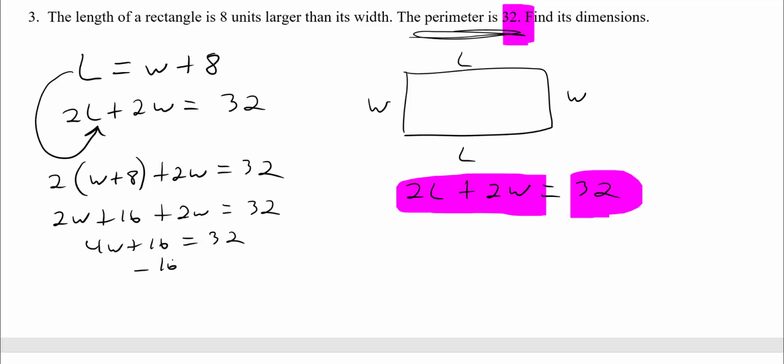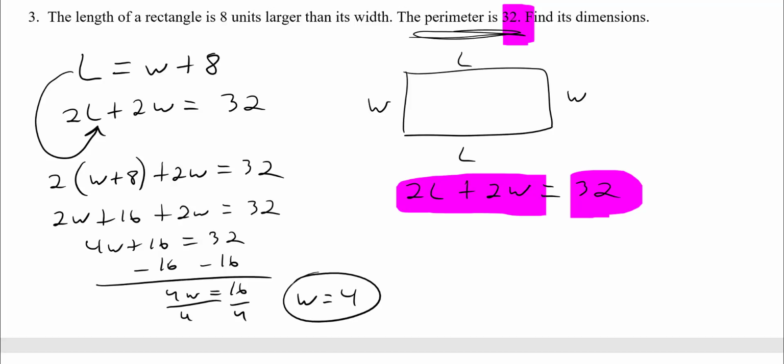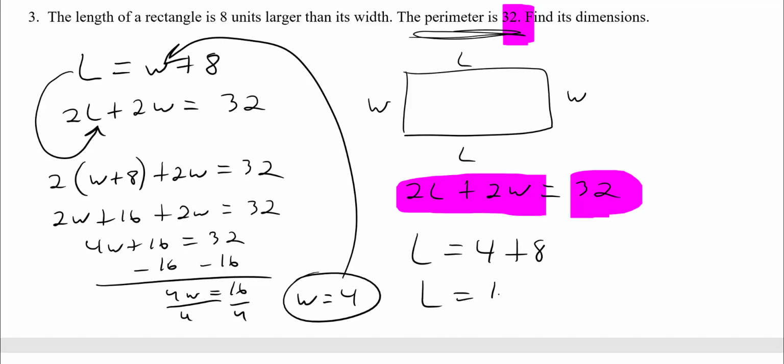And then we're just solving. So subtract 16 from both sides. So 4W equals 16 and divide by 4. W is equal to 4. All right, that's cool. And how do you find L? Put it back right into there. So L is equal to 4 plus 8. So L is equal to 12. And there we go. The length is 12 and the width is 4. And that's it. Okay? It's not bad.